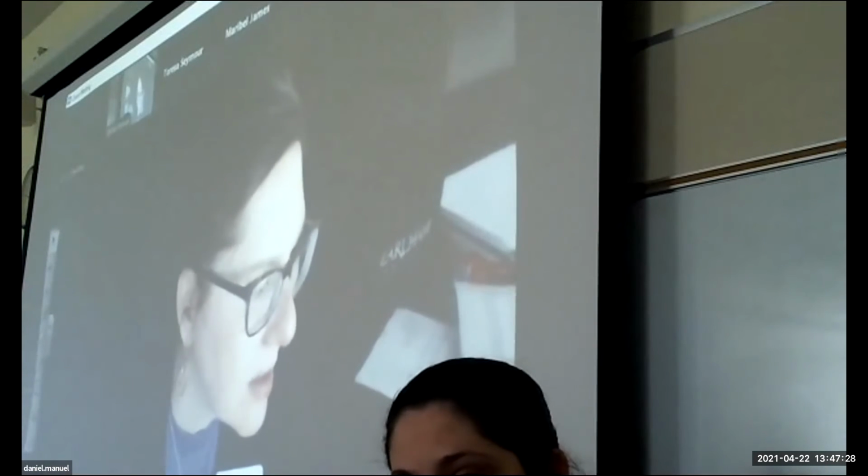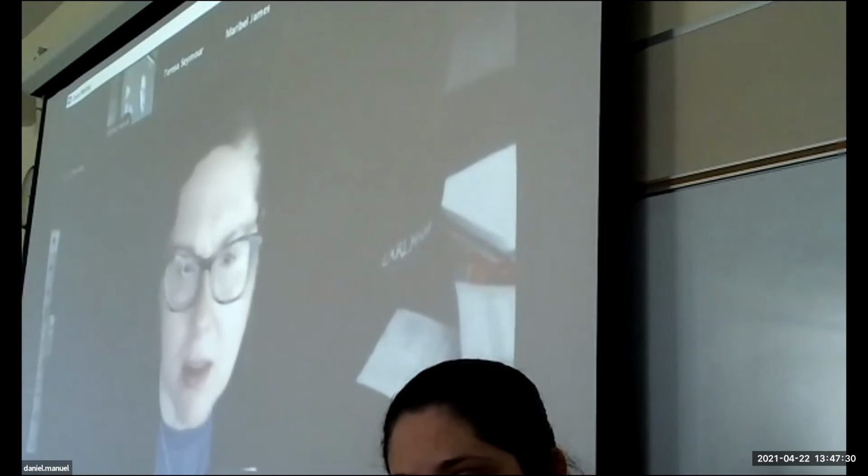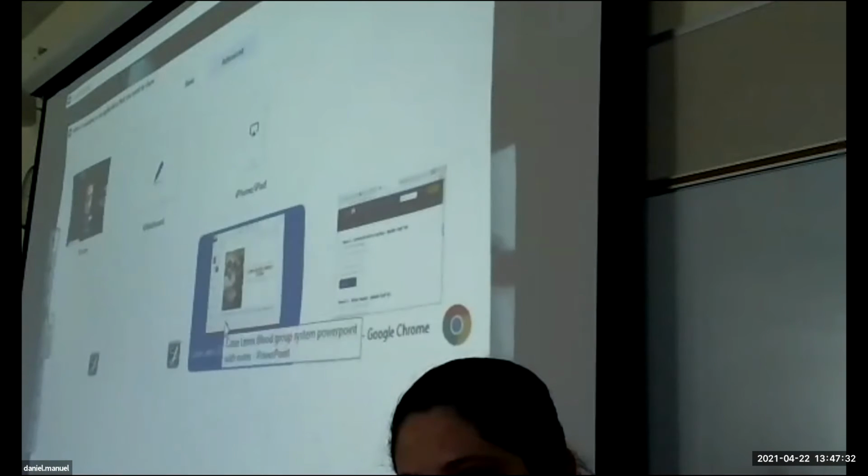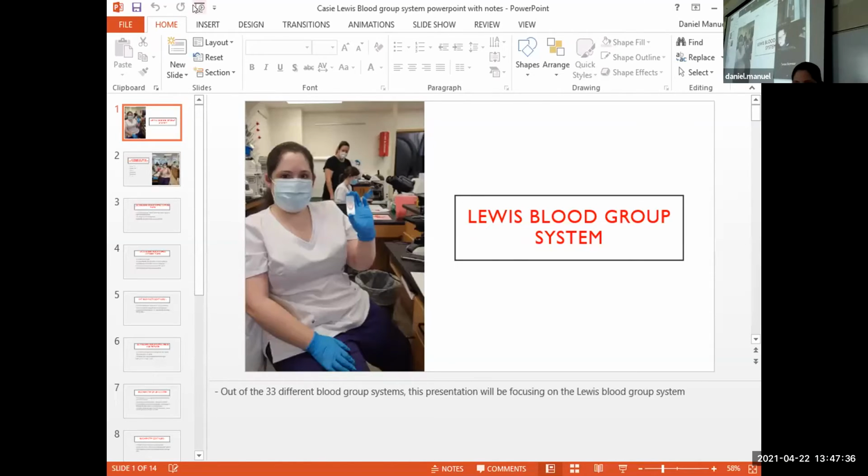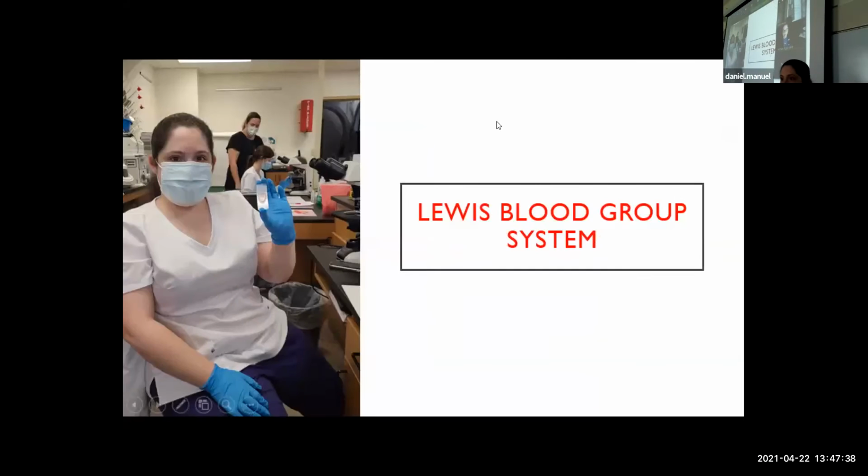Yeah. You can hit share. And then, yes, perfect. The little bar all the way to the right.